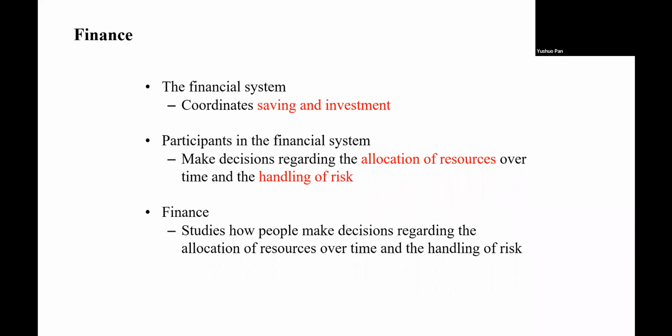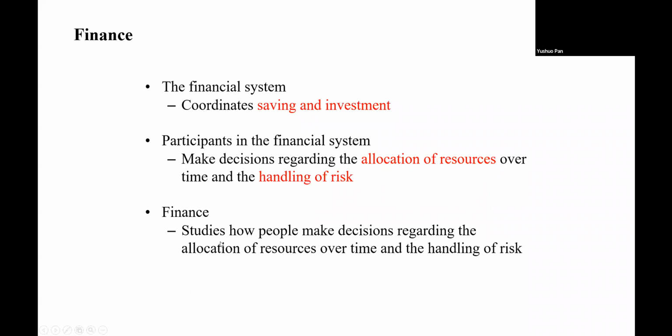Participants in the financial system make decisions regarding the allocation of resources over time and handling risk. So in the financial system, we are participants, right? We need to decide how to allocate our money, in what ways, like to save it in the bank, to buy bonds or buy stock. And before we make our decisions, we need to know the risk of different assets. So that's the financial system.